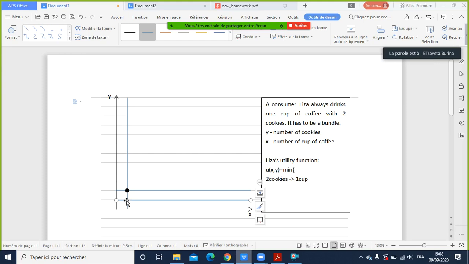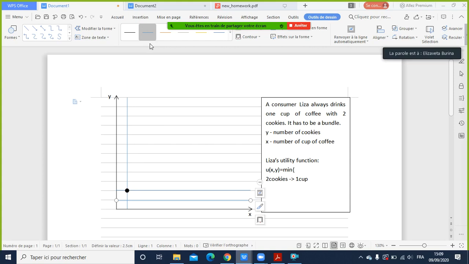So y is cookies, x is coffees. So I'm saying, well, this dot that is in intersection here corresponds to a situation where I have 1 cup of coffee and 1 cookie, but it's not interesting me at all. I don't want that. I'm consuming only 2 cookies per cup of coffee. So this dot does not belong. But we know that this dot does belong. For sure, it's a bundle. Here, we established our first bundle.